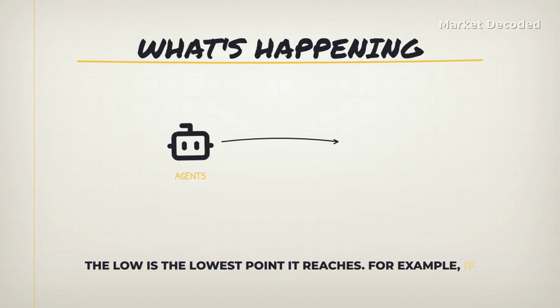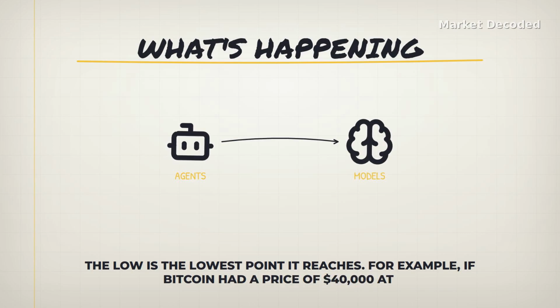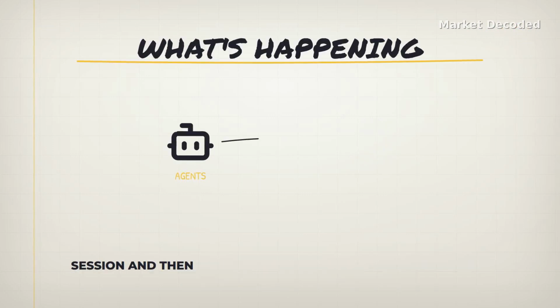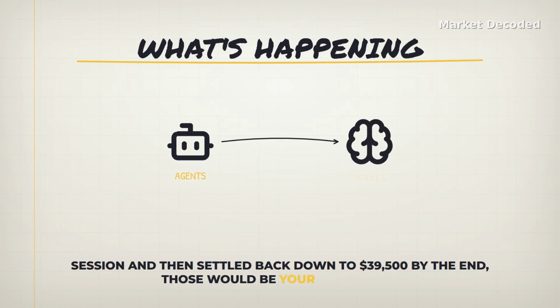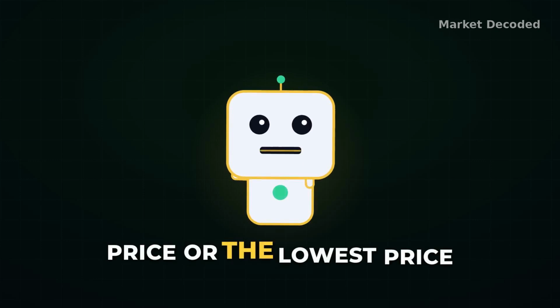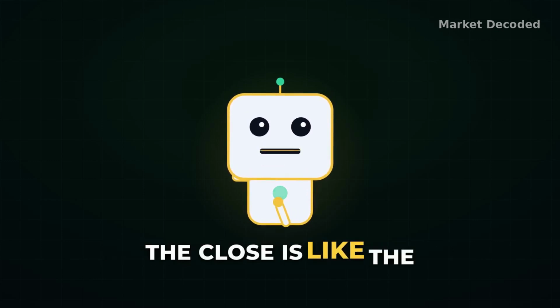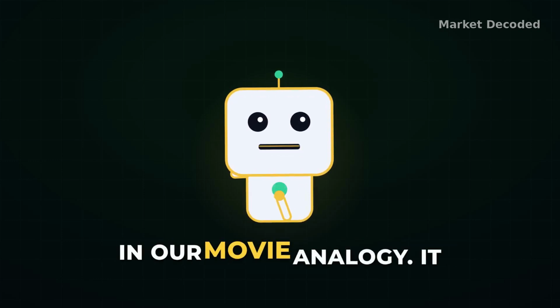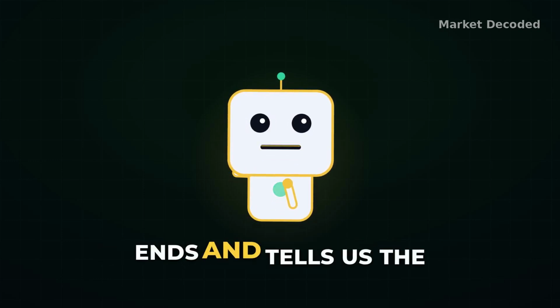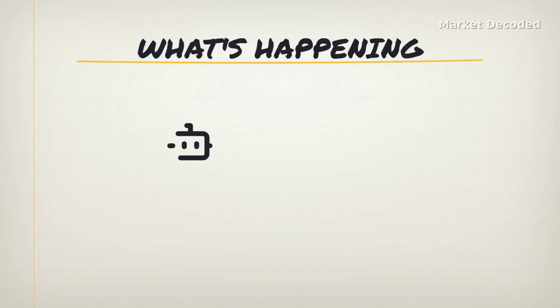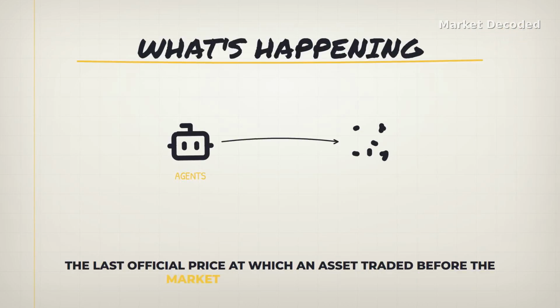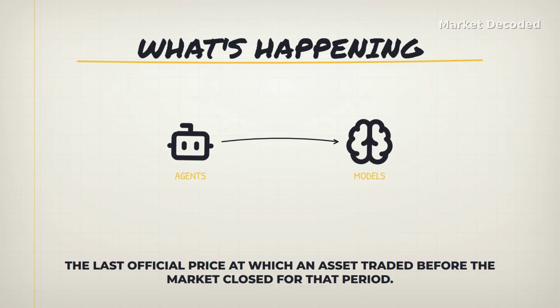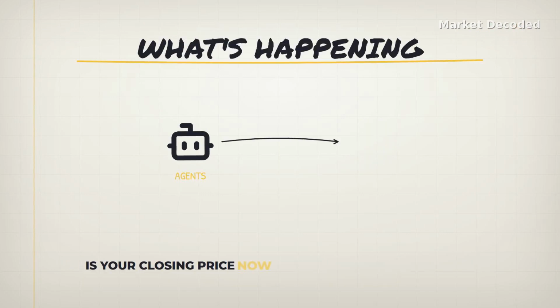For example, if Bitcoin had a price of $40,000 at its start of the day, but reached $42,000 during the trading session and then settled back down to $39,500 by the end, those would be your high, open, and close prices for that day. The low here would be around the initial price or the lowest price it hit during the day. The close is like the final frame of each scene in our movie analogy. It shows us where a session ends and tells us the last official price at which an asset traded before the market closed for that period. If Bitcoin ended up trading at $39,500 by the close of the session, then $39,500 is your closing price.